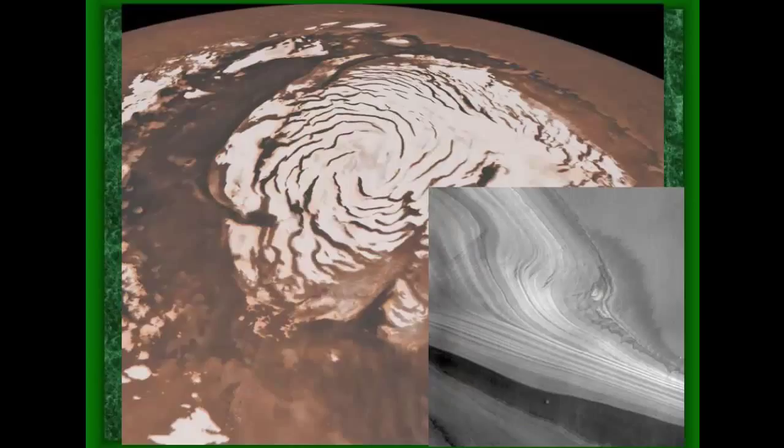And then finally we have the poles. The poles are made of layers of ice with dust in between. We know from that hydrogen map that there's water below the carbon dioxide ice that forms. It varies depending on the seasons. Mars's axis is tilted about 25 degrees. In the past it's been as much as 45 degrees.